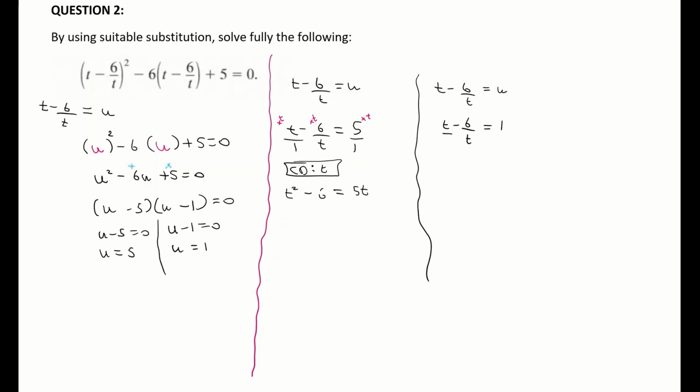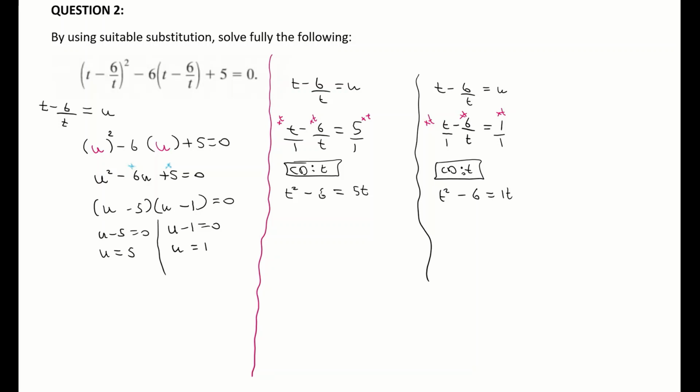I put them over 1. Common denominator, once again, is going to be t. So I'm multiplying across by positive t. And t by t is giving me t squared. T by minus 6 is minus 6t divided by t, which is minus 6, equals 1t.